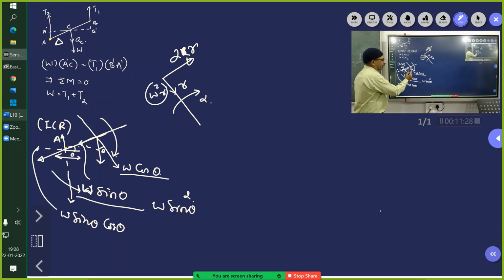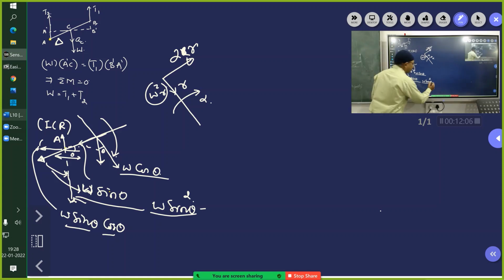See, now I am splitting this weight W into two components, W cos theta and W sin theta. Is that clear? So this W sin theta will push the rod in this direction. Now this W sin theta, I will again split into two components. This component will be W sin theta cos theta, and this component will be W sin theta into sin theta, that is W sin square theta.